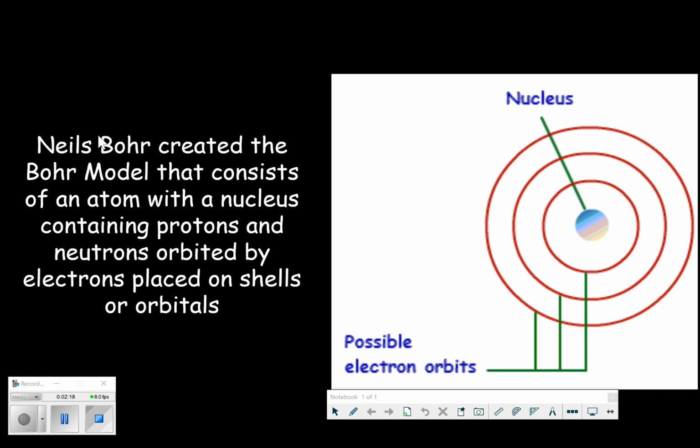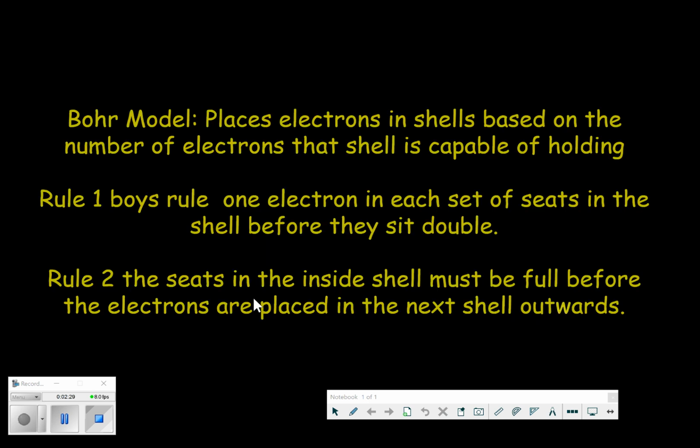Okay, Niels Bohr created the Bohr model that consists of an atom with a nucleus containing protons and neutrons orbited by electrons placed on shells or orbitals. We've gone over this. All right, so there are 2 rules that you have to follow. The Bohr model places electrons in shells based on the number of electrons that shell is capable of holding. So there are 2 rules that you have to think of.